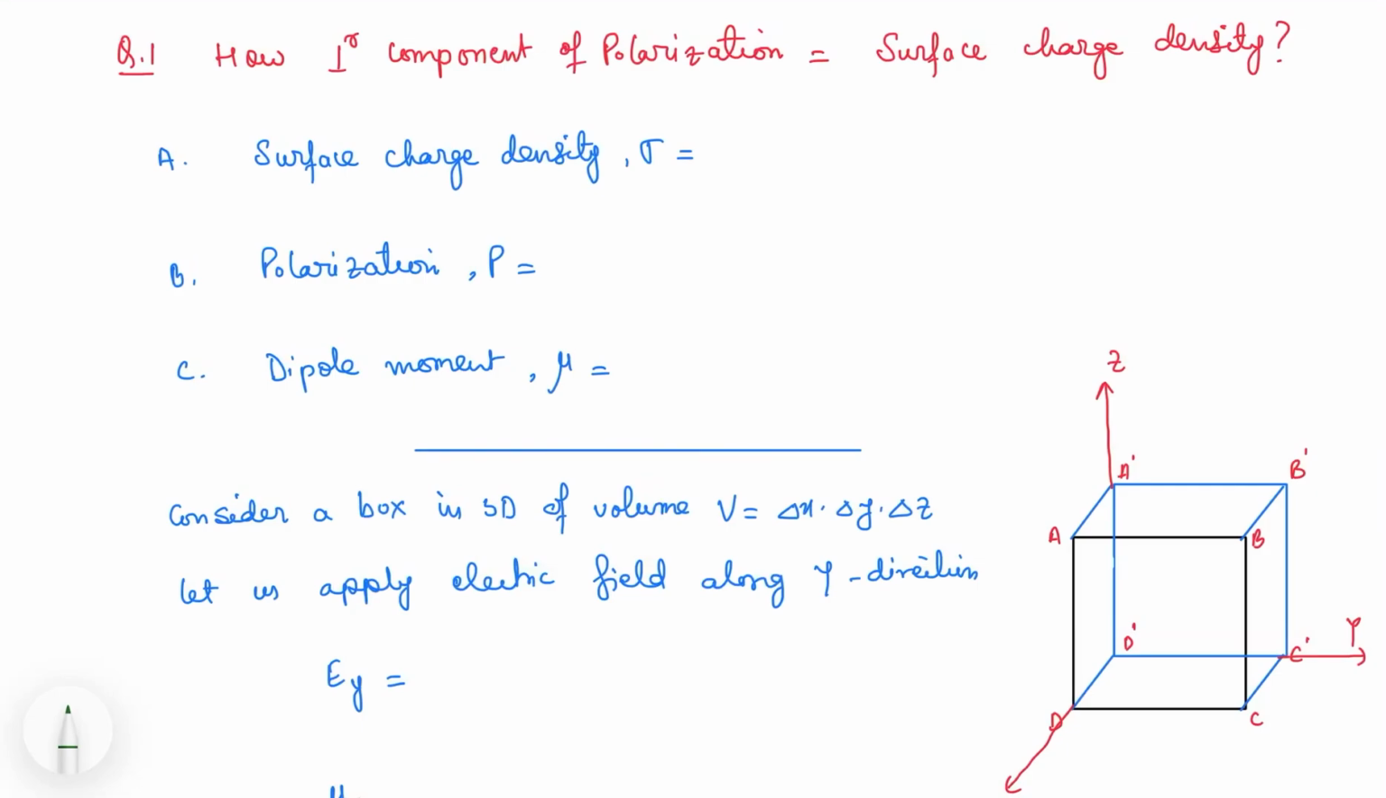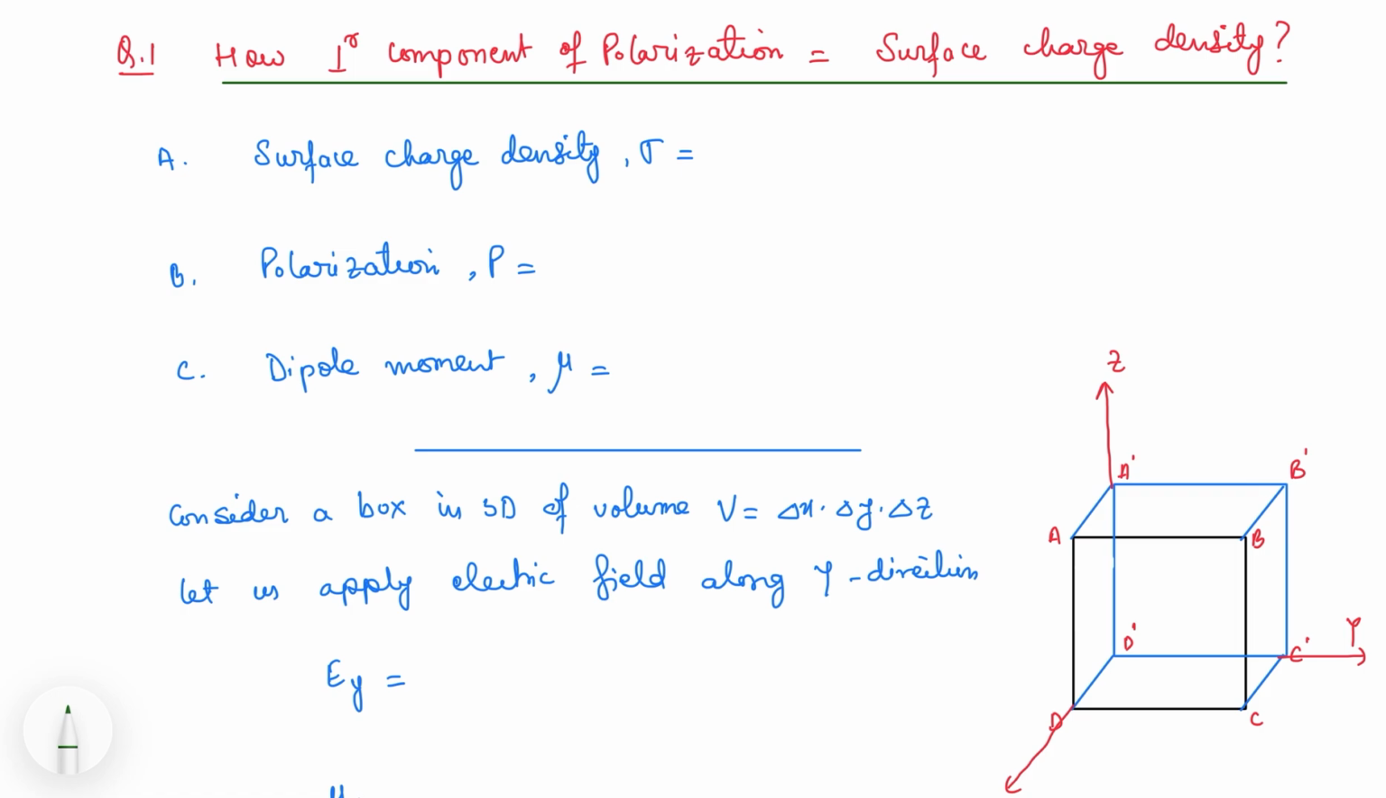So let us start with a very simple question. How is the perpendicular component of polarization equal to surface charge density? This question comes to our mind very often when we do derivations of the Lorentz field, or the electric internal field or local field in dielectric polarization, and in many other instances where we use this. In many of the books and videos, it is directly written that the perpendicular component of polarization equals the surface charge density.